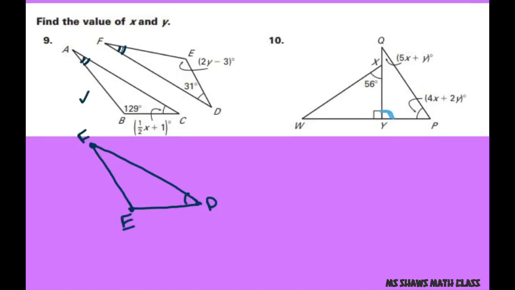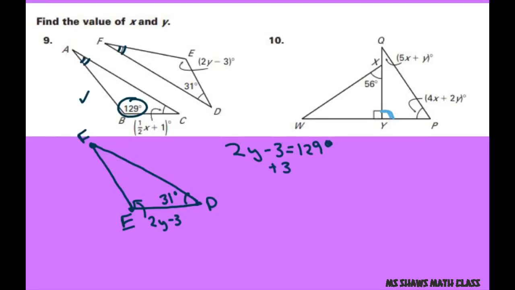So for D, that's 31. And what else do I have? For my E, I have 2y minus 3. So to solve for y, all I'm going to do is set 2y minus 3 equals 129 degrees. So let's not do degrees now.